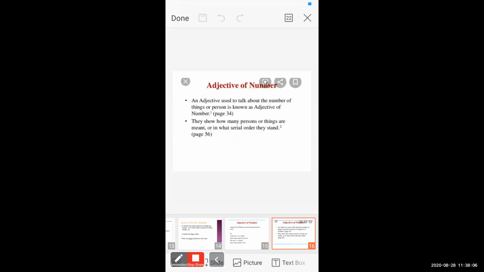Here is one more sentence I want to show to clarify the adjective of number. Adjectives used to talk about the number of things or persons are known as adjectives of number. When you talk about the number of nouns, that means person, place, animal, things, those numbers come under the adjective of number. They show how many persons or things are meant, and in what serial order they stand. That means in what serial order, and how many persons or things are meant over there. So such kinds of words come under the adjective of number.